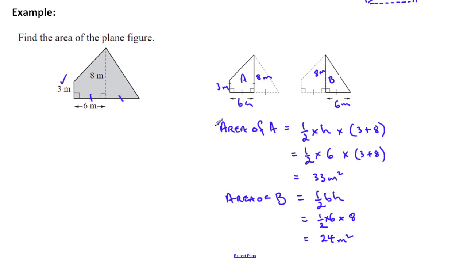Now, once again, remember this is a composite area, so we have to total it up. So we could say, therefore, that the shape total is equal to 33 plus 24, which gives us our final total of 57 square meters.